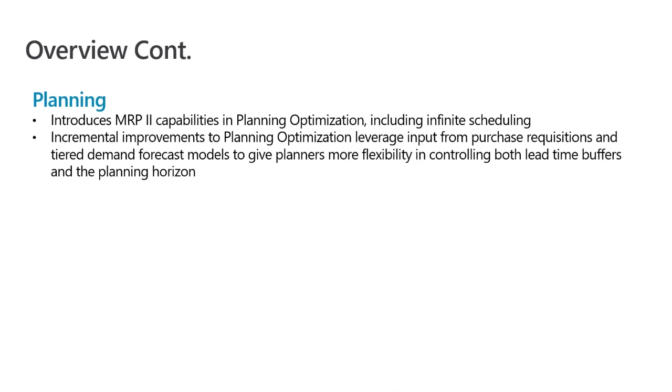So both of these bullet points relate to our planning optimization microservice. So the first one is that we introduced some MRP2 capabilities, including infinite scheduling, and then just some incremental improvements to that planning optimization microservice to look at input from our purchase requisitions and our tiered demand forecast models, which just gives the planners in your organization more flexibility to control those lead time buffers and the overall planning horizon.